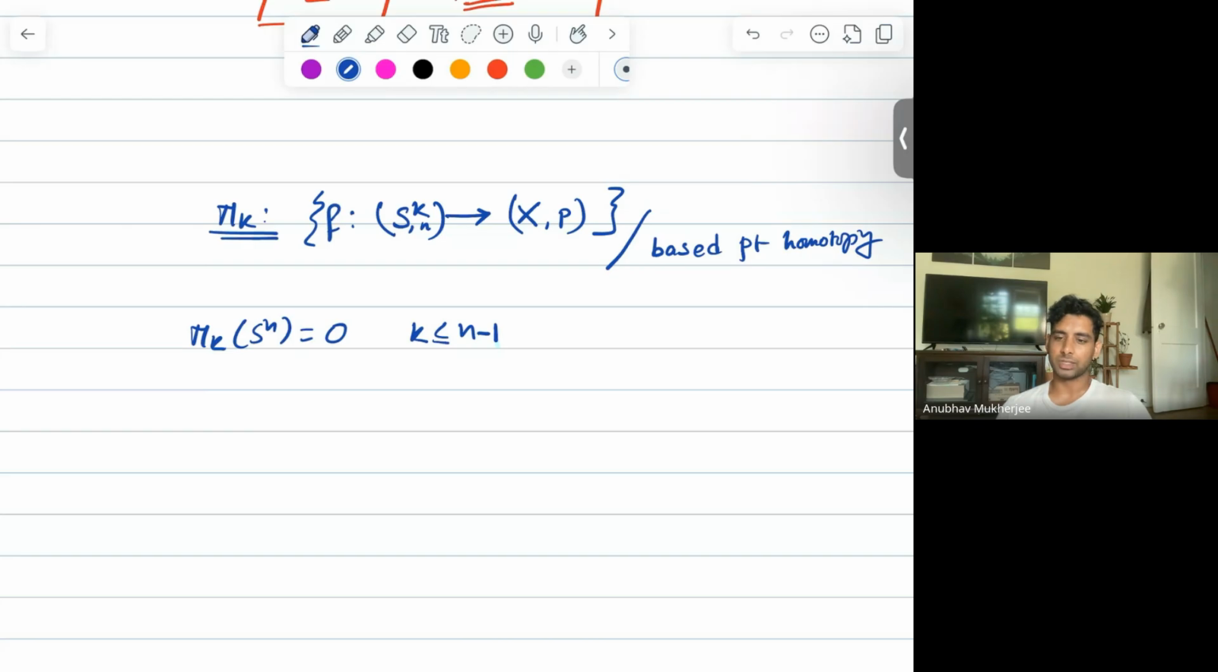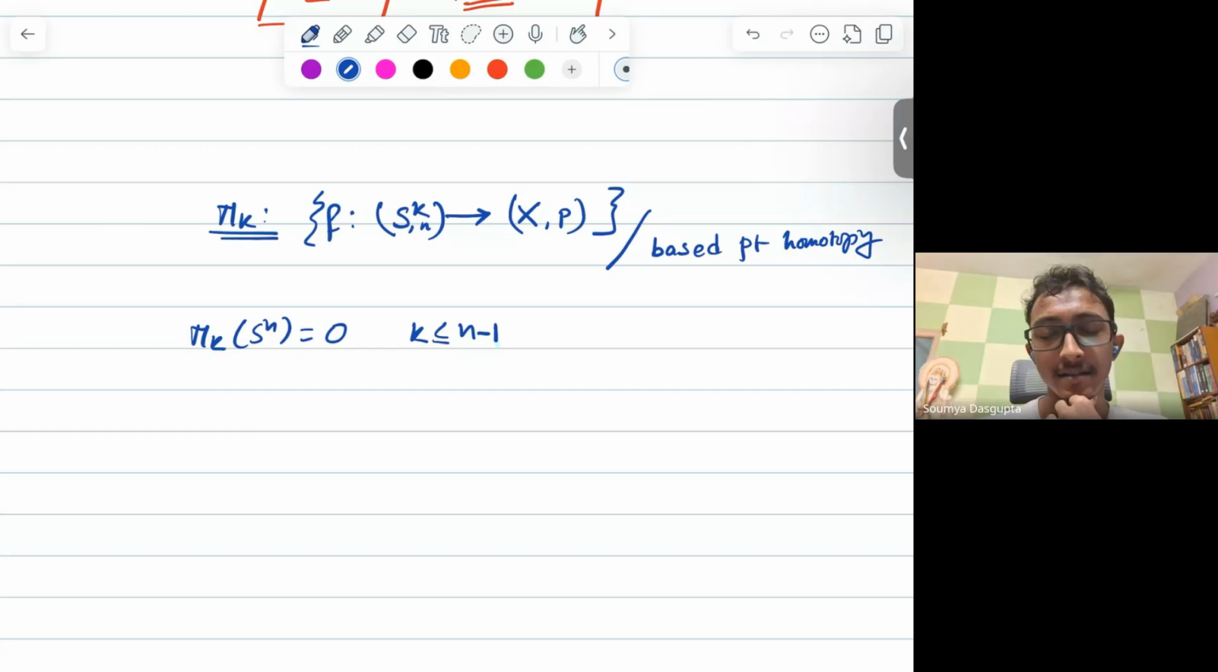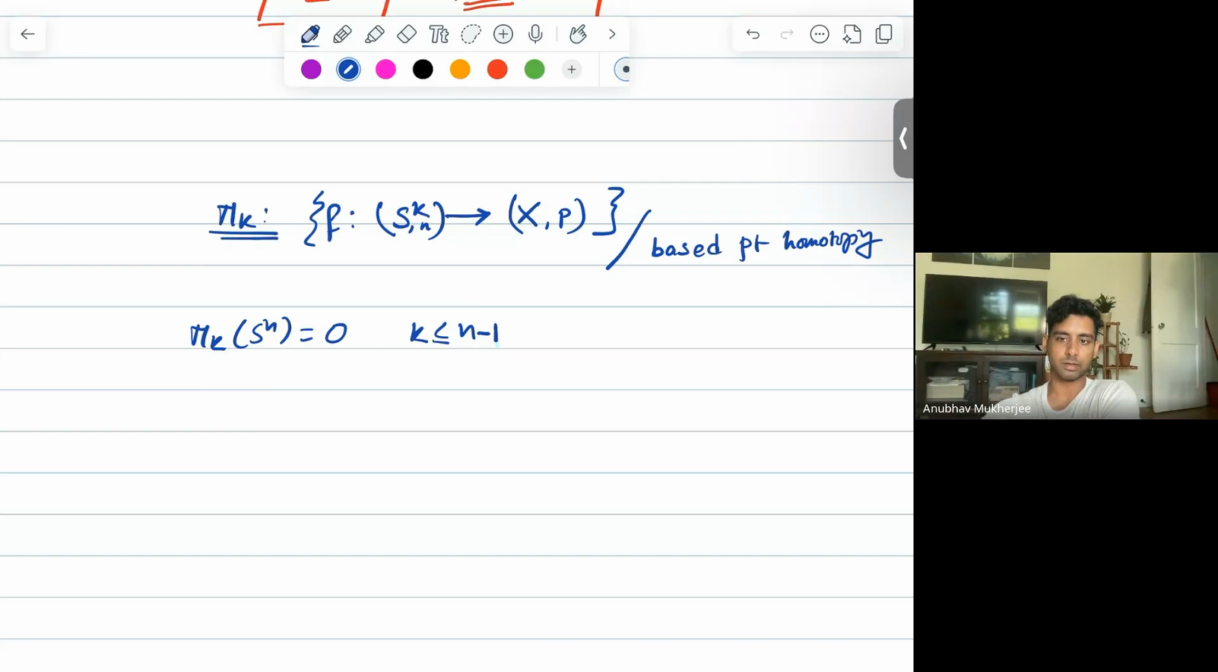Or, as I said, for cheating, you can assume that this is a smooth map, and then you can homotope it to a map missing a point, and then you use the stereographic projection. Yeah, there are many ways you can prove that.